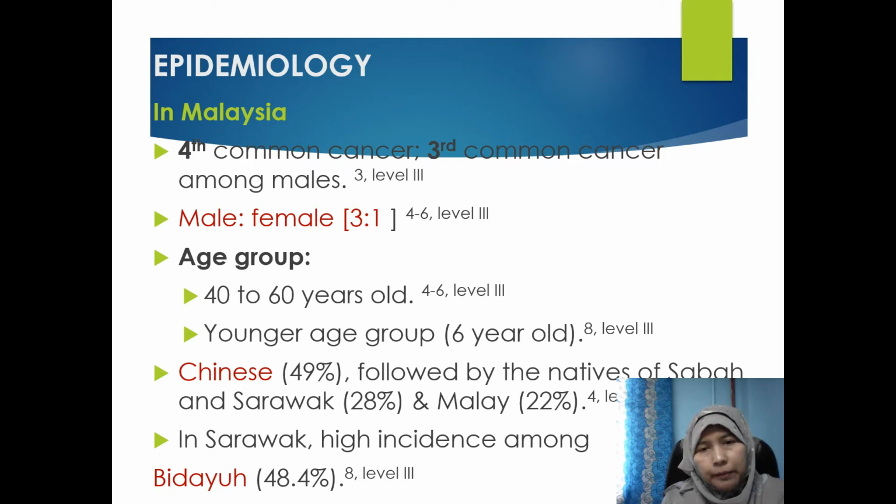There is a bimodal peak where the smaller peak is at a younger age group at around 6 years old, and the bigger peak is at around 40 to 60 years old. Chinese make about 49% of NPC cases in Malaysia, followed by the natives of Sabah and Sarawak, which is 28%, and Malay, 22%. Among the people in Sarawak, the high incidence is among Bidayu.